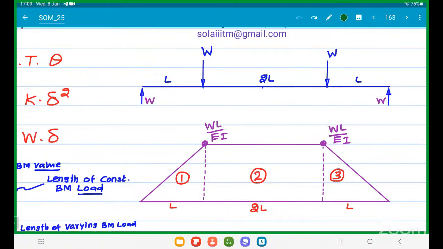Pure bending, sir. Pure bending in the midspan. Very good. Correct answer. Exact answer. Pure bending in the midspan. Okay. Right.